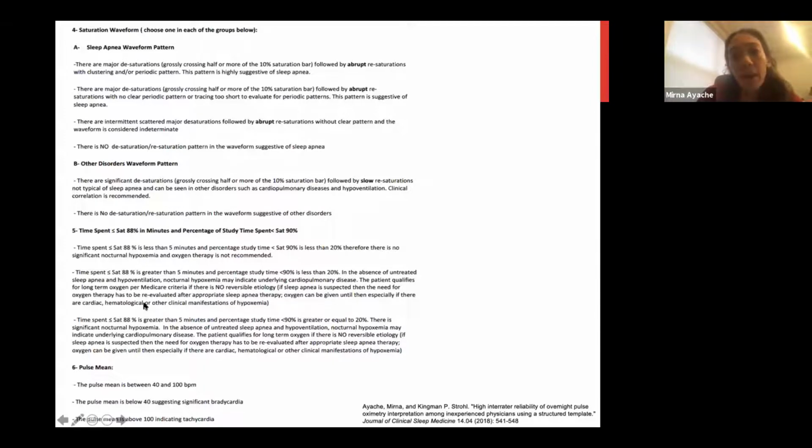And then the time spent with saturation less than or equal to 88% in minutes, based on Medicare criteria. But it's also important to know that Medicare wants you to correct any reversible cause before you give oxygen. So if you think that the patient has sleep apnea, you need to treat sleep apnea first before you give the patient oxygen. They actually want the patients to be seen in stable conditions, because they don't want chronic oxygen therapy for potentially reversible causes. So it's important to note that.